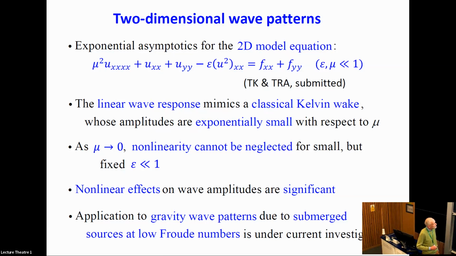We find similar results to the forced KdV. Nonlinear effects on wave amplitudes for the Kelvin wake are quite significant, and we submitted that for publication. We don't have acceptance yet. And we're now working on adapting this theory to the gravity wave pattern due to submerged sources, like a submerged source or a doublet, in the low Froude number regime, and we don't have results yet. If it is successful, we feel this is a significant step forward.